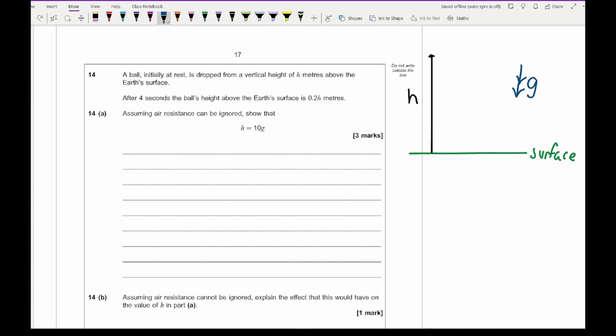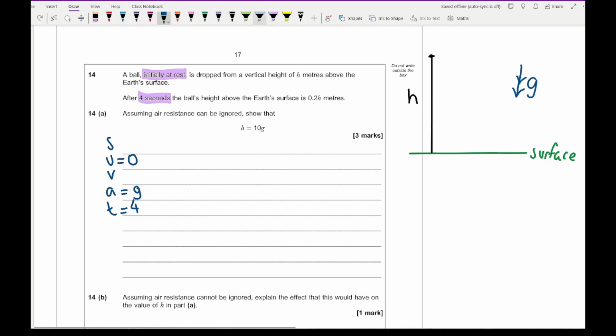So again, we're picking out the variables for SUVAT and looking in the question to find what these are. So initially at rest, meaning our velocity for u would have a value of 0. We've got a time of 4 seconds, so t is equal to 4. We have gravity is the value for acceleration, and since g for gravity is in the answer, we can leave g as our variable.